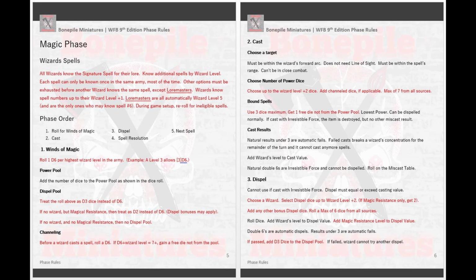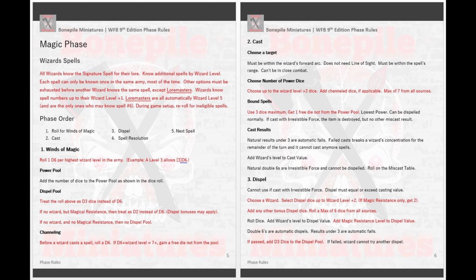And what that means is, on average, the dispel pool will be about half the size of the power pool, which means that magic on the offense is going to have the advantage over magic on the defense. But that's how it was in the 8th edition anyways.